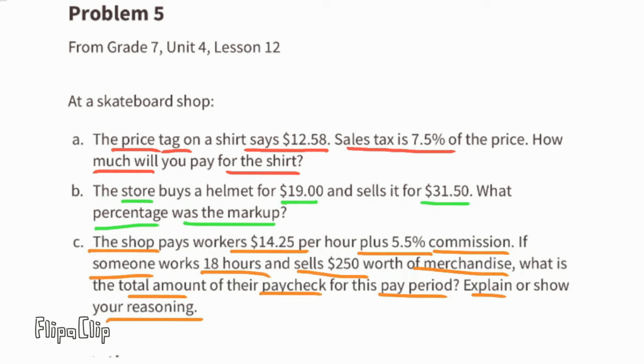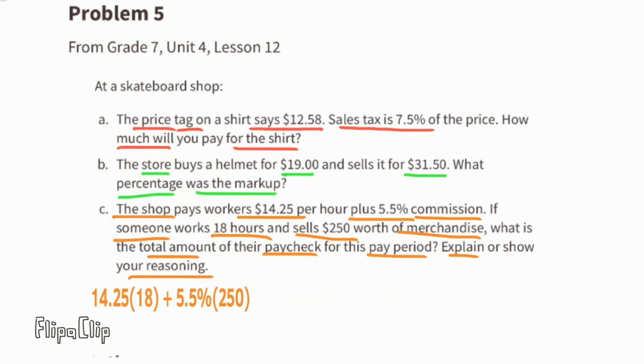C. The shop pays workers $14.25 per hour plus 5.5% commission. If someone works 18 hours and sells $250 worth of merchandise, what is the total amount of their paycheck for this pay period? Explain or show your reasoning. First of all, if they only sold $250 worth of merchandise and they worked 18 hours, that store is going to go out of business.